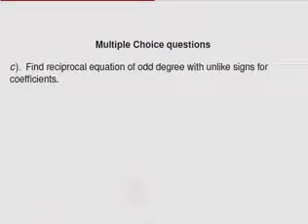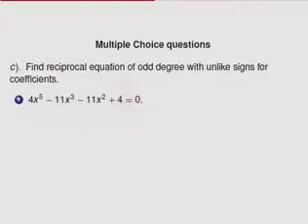Next one, find the reciprocal equation of odd degree with unlike sign for coefficients. Unlike sign means a naught is equal to minus an, a1 is equal to minus an minus 1, odd degree, that is x cube or x to the power of 5 or x to the power of 7, like that. So when I have to choose, the first one is 4 x to the power of 5, so definitely this one is the odd degree.